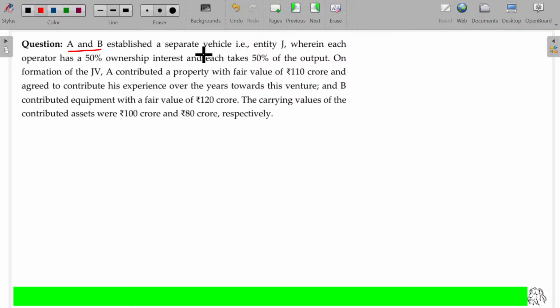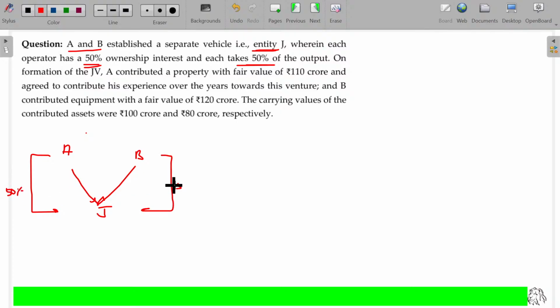A and B establish a separate vehicle, that is entity J, wherein each operator has 50% ownership interest. So A and B, entity J, A as well as B, investors 50%. And each takes 50% of the output. Whatever J produces, the output, finished goods, is not going to be saleable but taken by A as well as B.